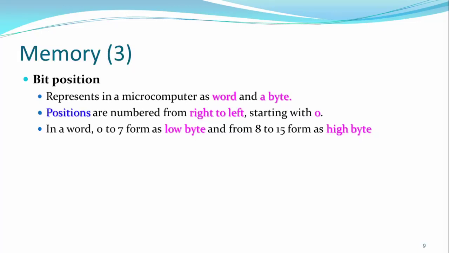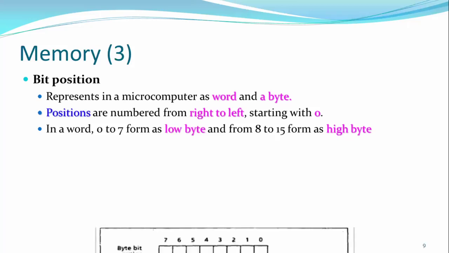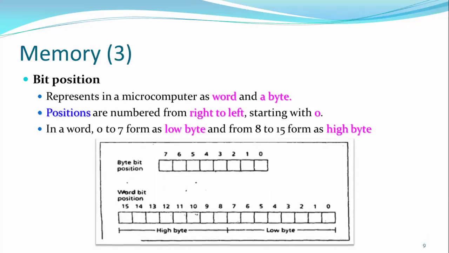Look at the last bullet point. In a word, bits 0 to 7 form the low byte, and bits 8 to 15 form the high byte. So a word contains 2 bytes, right? The rightmost byte you consider as the low byte. Look at the picture. The rightmost byte, that means 0, 1, 2, 3, 4, 5, 6, 7, you consider as a low byte or high byte? Low byte. Absolutely right. Low byte.